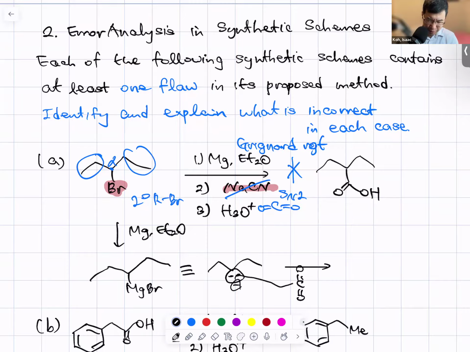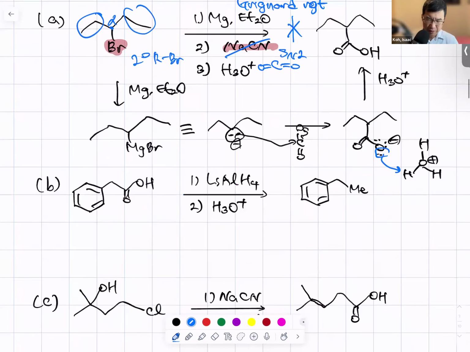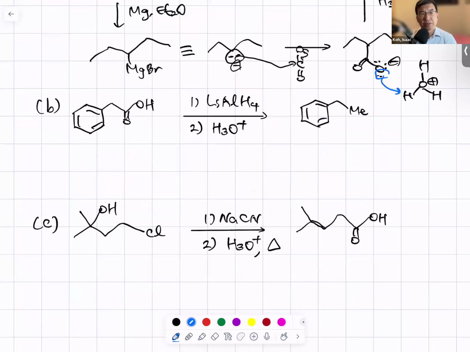Then this one will attack the carbon and push up the pi bond. It will make a carboxylate ion, and finally in acidic workup it will be protonated, making a carboxylic acid. Second, let's think about this carboxylic acid. The characteristic of carboxylic acid is that it is acidic.